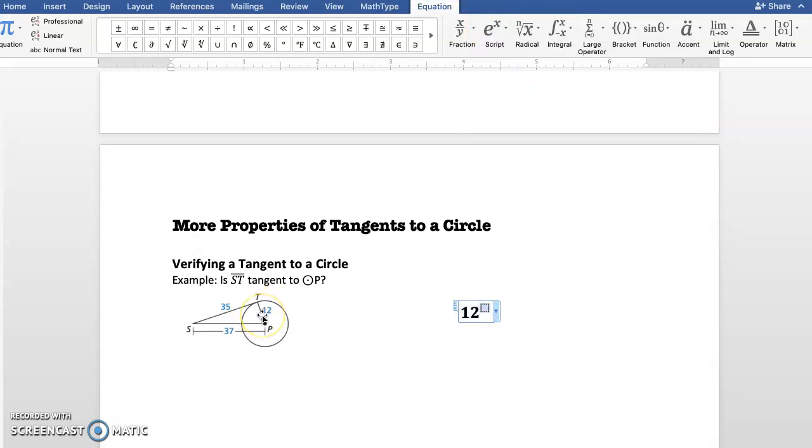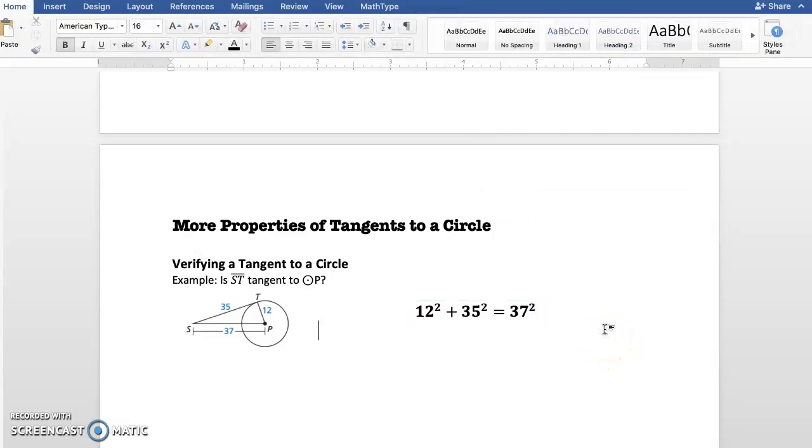So I'd say 12 squared plus 35 squared, is that equal to 37 squared? Now to then check, you just go into the calculator. And again, I would really like to see all this work. We'd have 144 plus, hold on, let's see what 35 squared is.